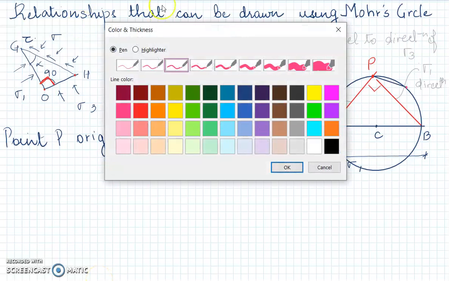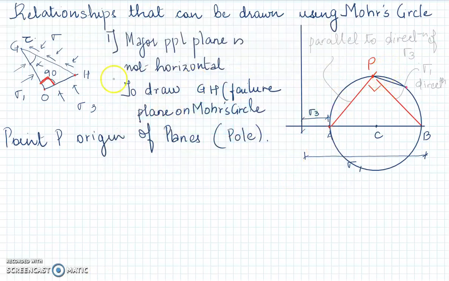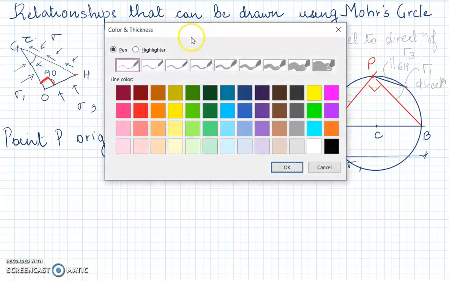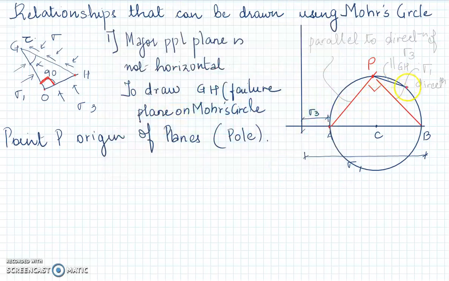So what I have done now? I have taken a line from P parallel to GH. So this particular line is parallel to GH. Wherever it is intersecting the Mohr circle, I will call that particular point N. Now what is the importance of this N?